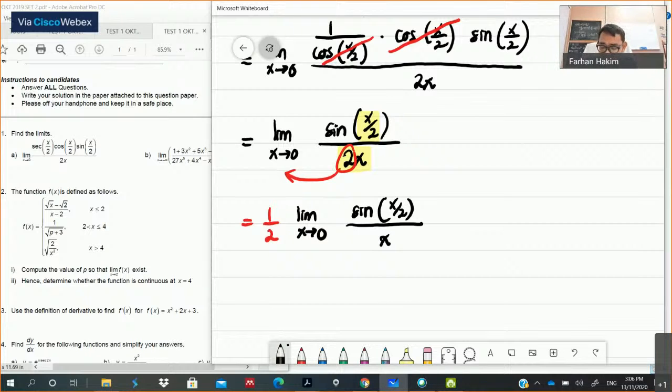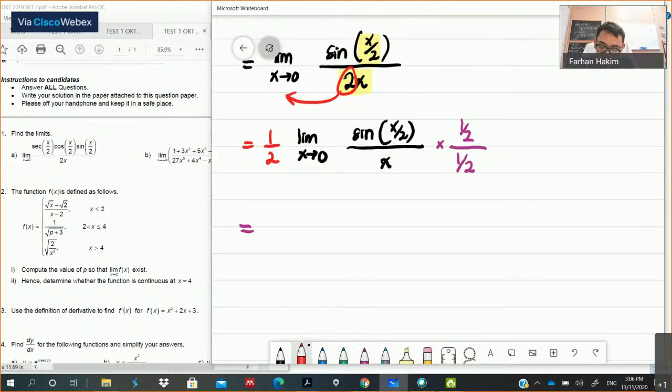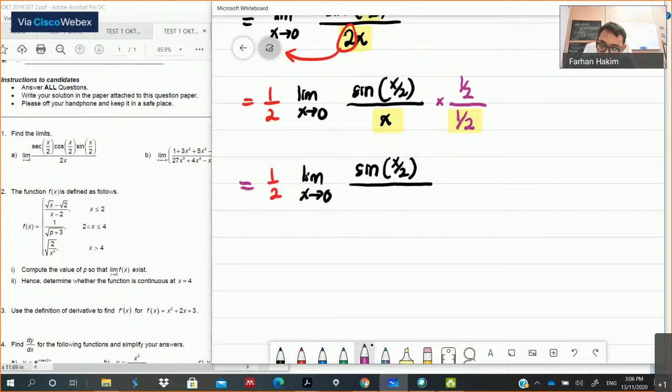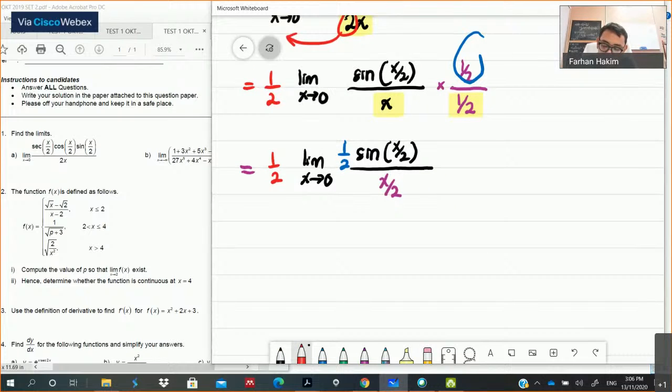How do we get the x over 2? Of course, we have to multiply by 1 over 2 at the numerator and by 1 over 2 at the denominator. So we have this 1 over 2 of the limit as x approaching 0 of sine of x over 2, over, I'm going to bring this together so that I have it in the form of x over 2. What about that 1 over 2? Never mind, I'll just put it in front here. Again, this 1 over 2 is not involved with the calculation of the limit.